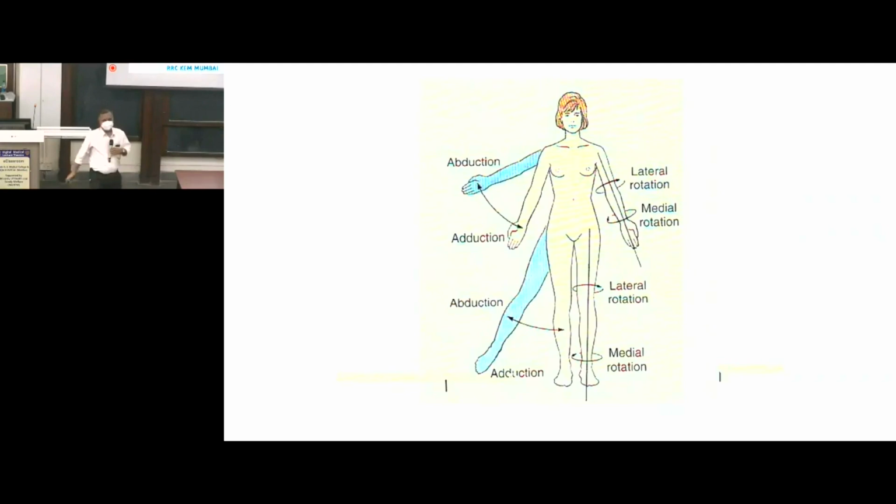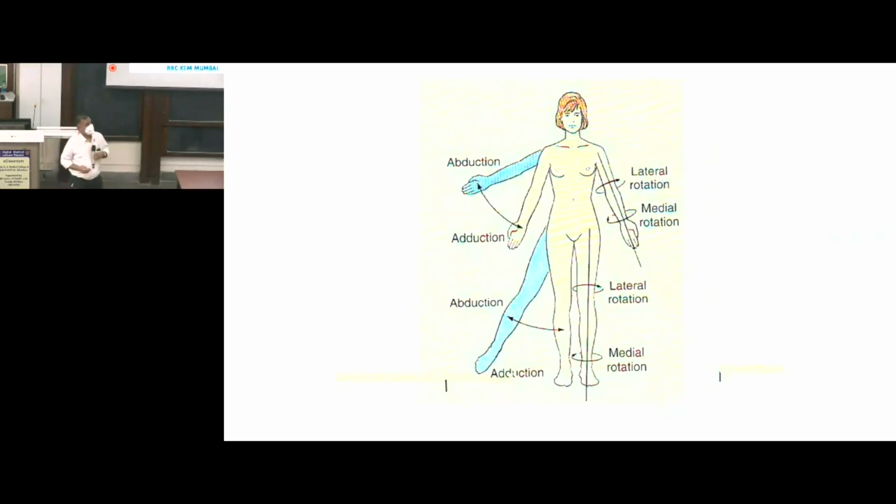Then, rotation. That's the third axis of movement, the vertical axis. When the rotation is inwards or towards the midline, that's medial rotation. When the rotation is away from the midline, it's lateral rotation. It's also referred to with reference to the upper limb. Outward rotation, that is lateral rotation. Inward rotation, that is medial rotation. Same way for the lower limb, inward rotation is medial rotation, outward rotation is lateral rotation.